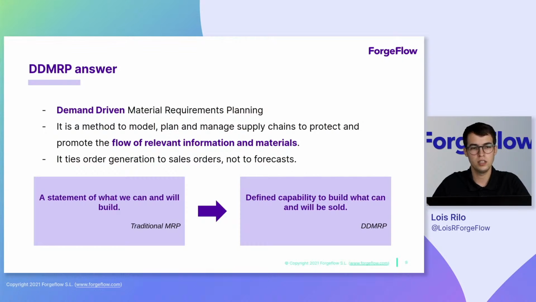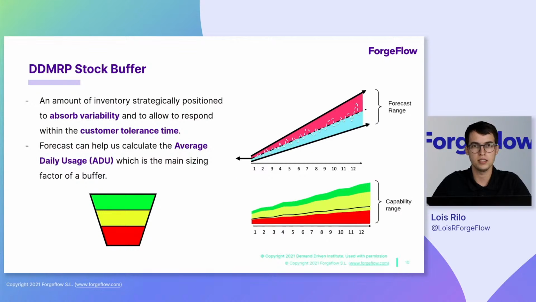And one of the key things here is that it ties the order generation to sales orders, to the most accurate and relevant information that we can have, not to forecast. So we are transitioning from the MPS in the MRP, which is a statement of what we can and will build, to a defined capacity to build what we can and will sell. And how do we define this capacity? Well, the answer is the stock buffer, the DDMRP stock buffer, which is an amount of inventory strategically positioned to absorb variability and to allow us to respond within the customer tolerance time.